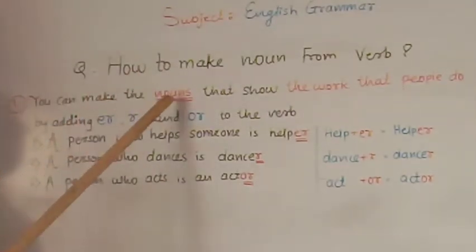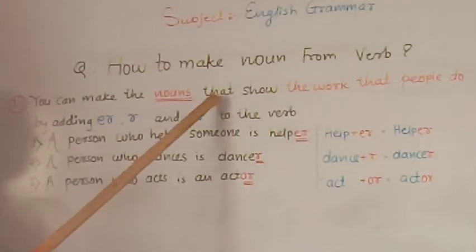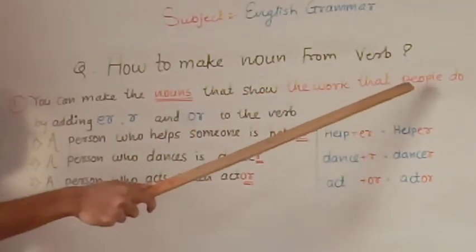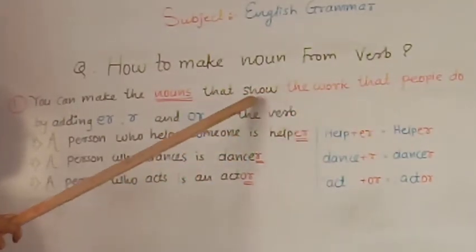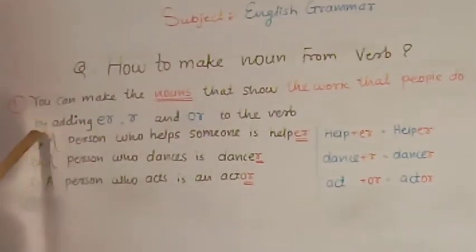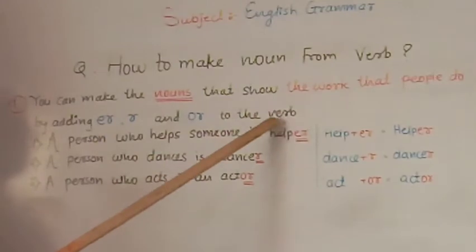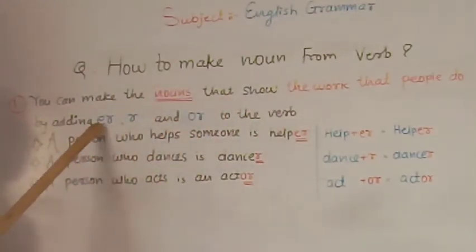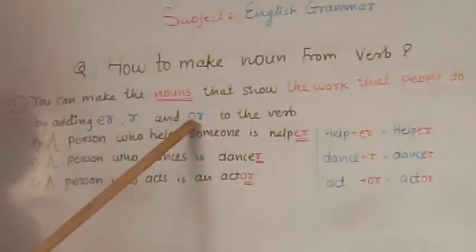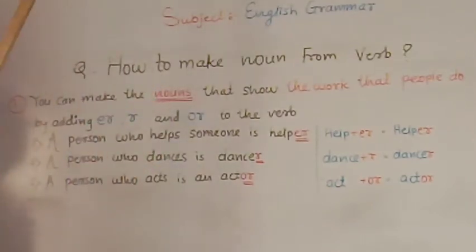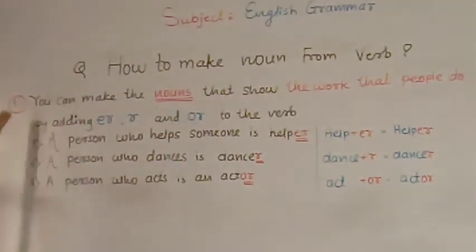You can make the nouns. आप नाउन बना सकते हो. कैसे? That show the work that people do. जो लोग काम करते हैं उस प्रकार का नाउन बना सकते हैं. कैसे? By adding er, r and or to the verb. क्रियादर्शक शब्दों को आपको क्या लगाना पड़ेगा? er, r और or. So इस प्रकार से आप नाउन बना सकते हो.